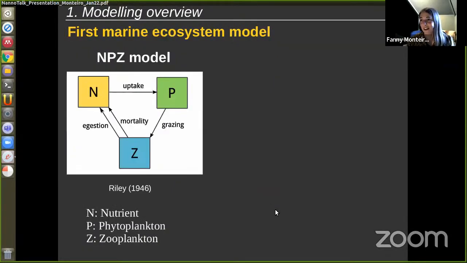So going back in time, the first marine ecosystem model was developed by Riley in 1946 with this NPZ model, where the model represents three pools. The first one, N for nutrients, the second one, P for phytoplankton, and the third one, Z for zooplankton. This model was applied to a very specific location and was able to represent the observations. So it's a pretty good first attempt at modeling marine ecosystems. But obviously, when you go bigger, you need to include more diversity.